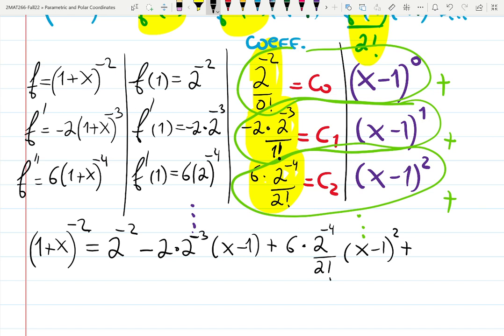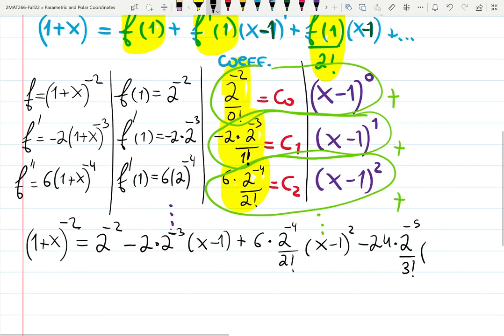Who wants to give me the next one? Because the pattern now is pretty clear. Do you see the pattern? 2 to the minus 2, 2 to the minus 3, 2 to the minus 4. It's also changing the sign. What do you think? Negative 24 times 2 to the minus 5, over 3 factorial, times. Amazing. Thank you. See? Look at that. So now you see the pattern.